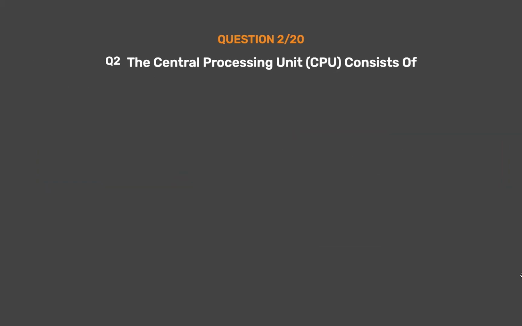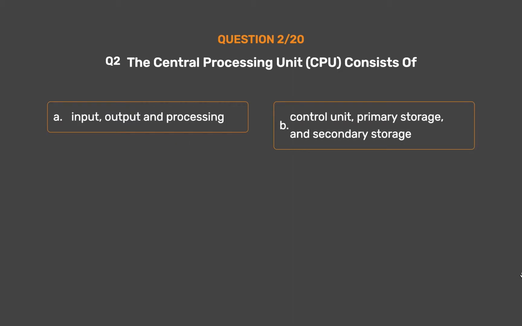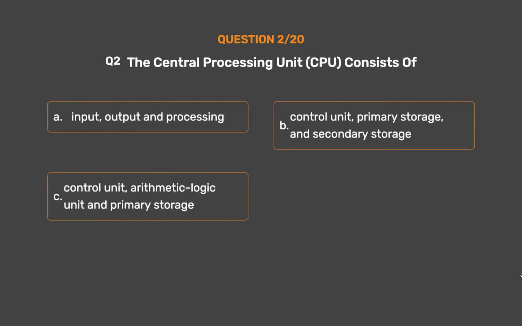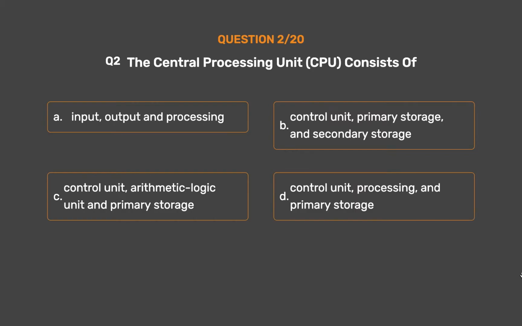Question number 2. The Central Processing Unit, CPU, consists of Option A. Input, output and processing. Option B. Control unit, primary storage, and secondary storage. Option C. Control unit, arithmetic logic unit and primary storage. Option D. Control unit, processing, and primary storage.